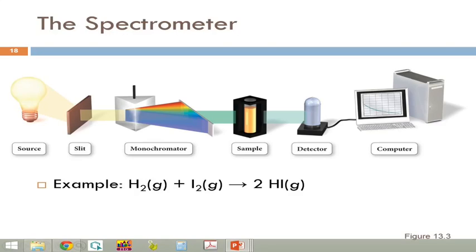Simple diagram of a spectrometer. So you've got some sort of a light source, and the light is passed through a slit. The slit is passed through a prism, a monochromator, and that separates the light into its different wavelengths. Then we can select one wavelength to pass through our sample. The sample will absorb some of that light, and the detector is going to let us know how much was absorbed. And the detector will be connected to a computer, which will give us a readout of what the absorbance is. And an example is this hydrogen and iodine reaction.